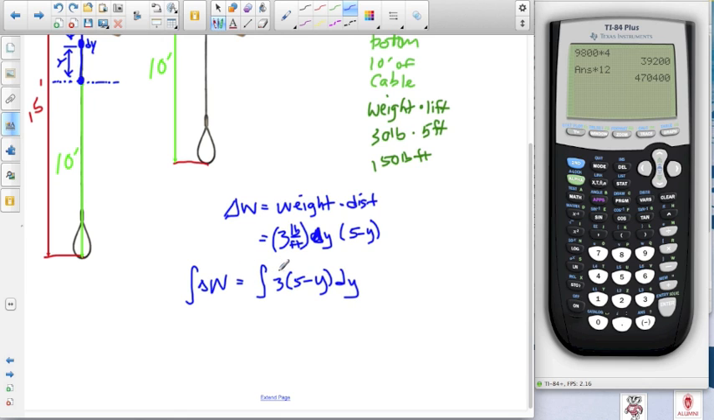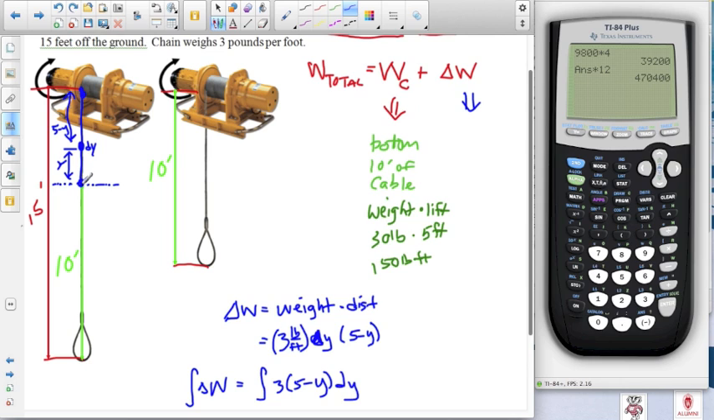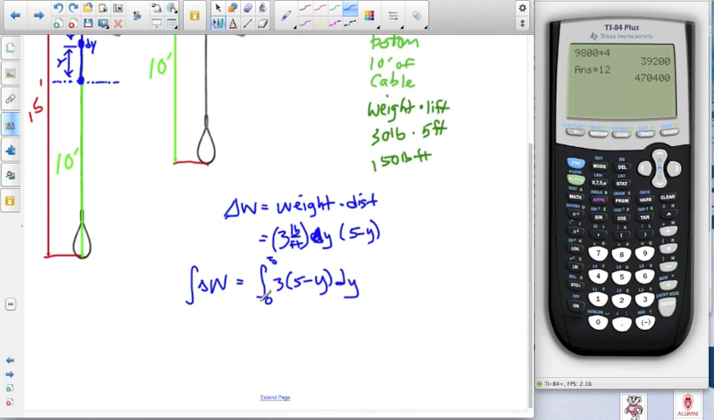And again, to get the limits of integration, we're going to have to come back to the picture and say, well, where is the chain that we're lifting? The chain that we're lifting is starting at the origin and going all the way up to 5 feet. So we'll have a lower limit of 0 and an upper limit of 5. And again, like I mentioned before, these get pretty easy to integrate. And so really we're just integrating a 5 minus y dy. And so that is 5y minus y squared over 2 from 0 to 5.